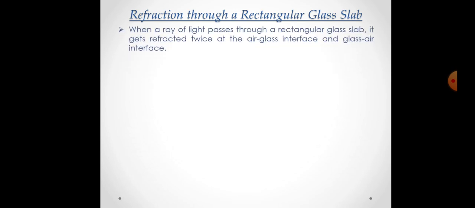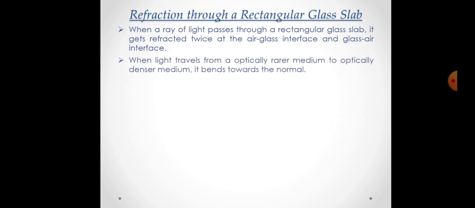In our syllabus we have to study refraction through a rectangular glass slab. When a ray of light passes through a rectangular glass slab, it gets refracted twice, at the air-glass interface and the glass-air interface. So in refraction through a rectangular glass slab, the refraction happens twice.